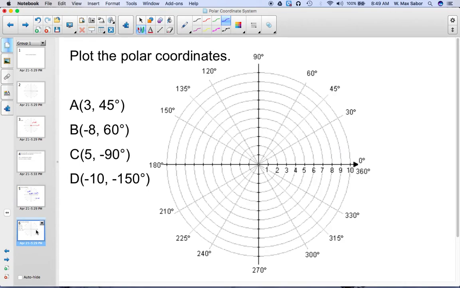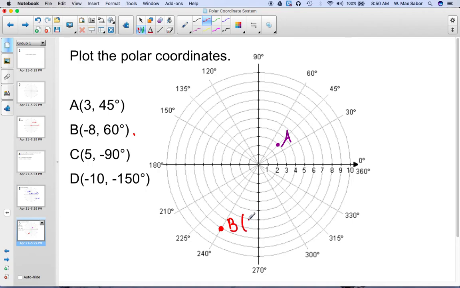So let's plot these polar coordinates. 3, 45 means let's go to 3 as a magnitude and 45 degrees counterclockwise. So here's A. B is, okay, negative 8. This means that we're going to go negative 8 out here, and then we're going to go 60 degrees. So we're not going to end up at 60 degrees from negative 8, 0. This would be negative 8, 0, the opposite direction of going positive. Then we go another 60 degrees counterclockwise, which brings us here. So this is the value of B.